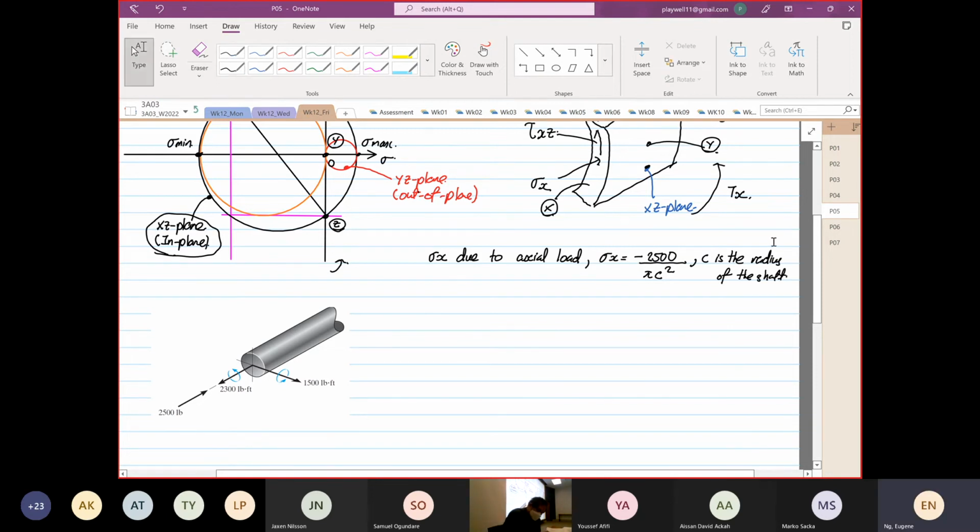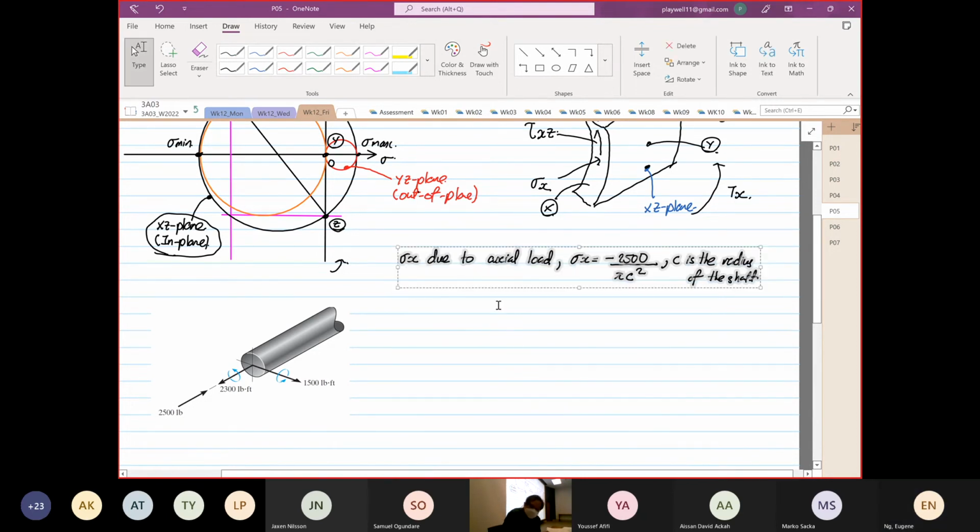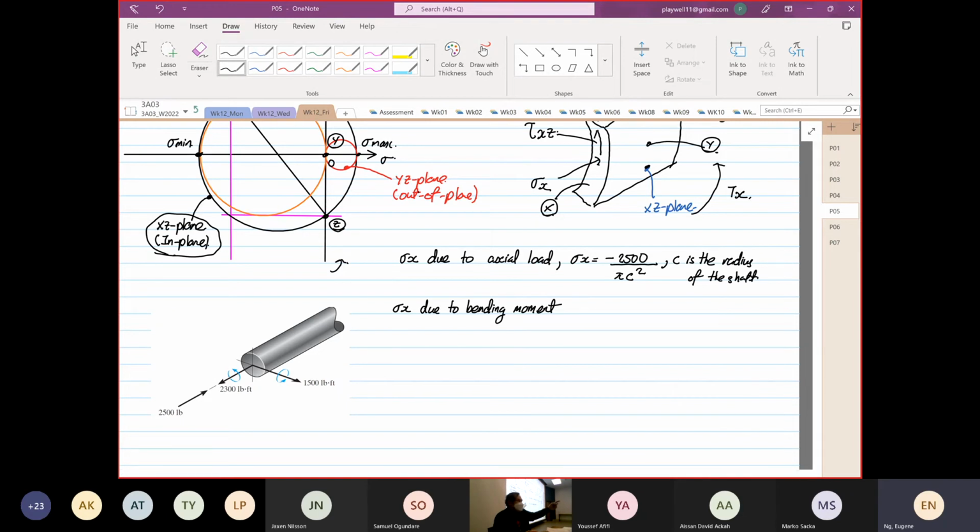Then we are also going to find stress X due to bending moment. So this question is easier than what we used to do. Remember, what we used to do is we are given forces, then we have to identify what is a bending moment, what is a shear force, and what is the torque. This one is all given. The only part that we have to know is Tresca.